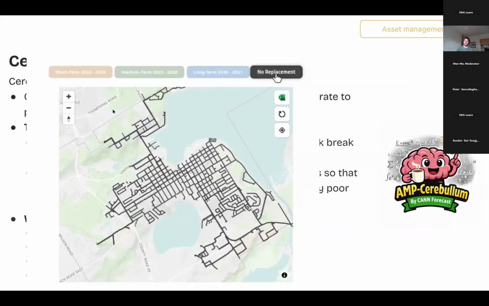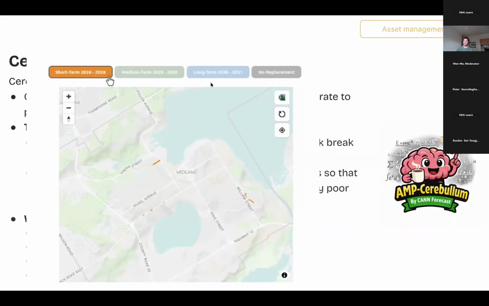So this is an example of one client that we have. This is a city in Ontario, and what they can see are the assets that you need to replace in the next 2 years: short term, medium term, and long term. And then they can extract that list and really implement it.